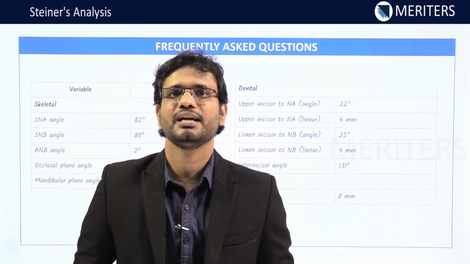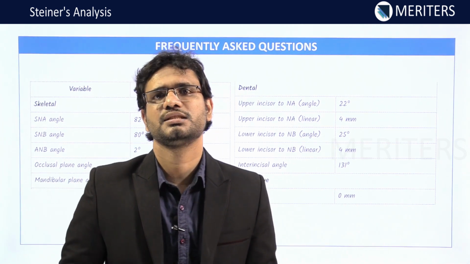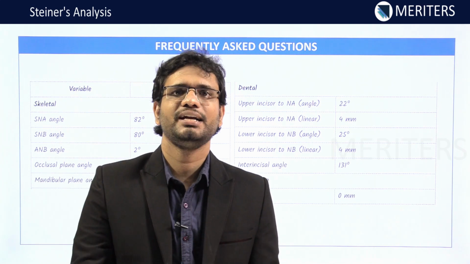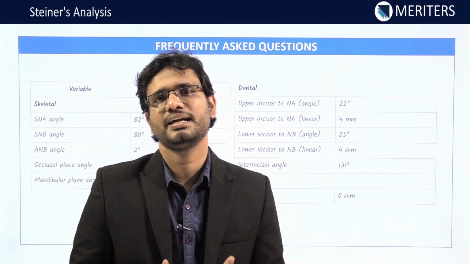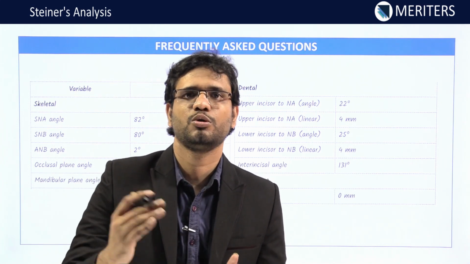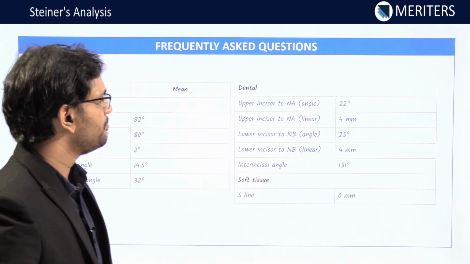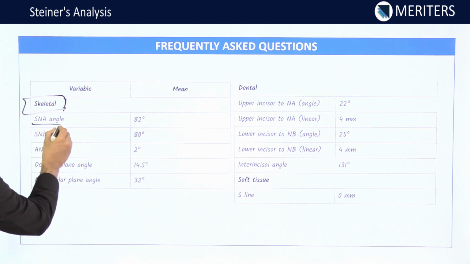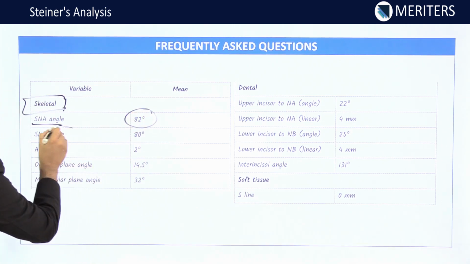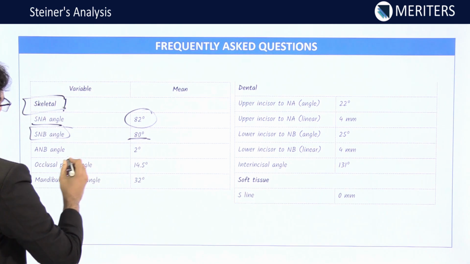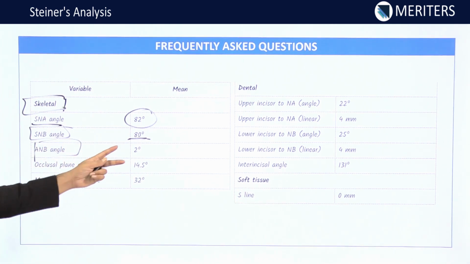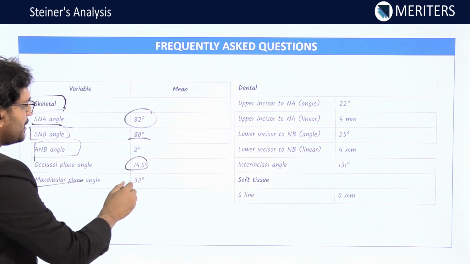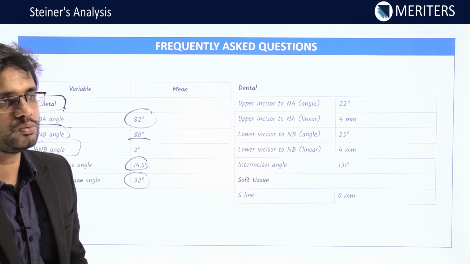Let's do certain frequently asked questions. Most frequently they ask the mean value, and you have to know the mean value so that you can apply the concept as per that mean value, depending on whether the deviation is more or less than it. First of all, the skeleton has 5 parameters. SNA angle, the mean value should be 82. SNB angle should be 80 degrees. ANB angle should be 2. Occlusal plane angle should be 14.5, and the mandibular plane angle should be 32 degrees.